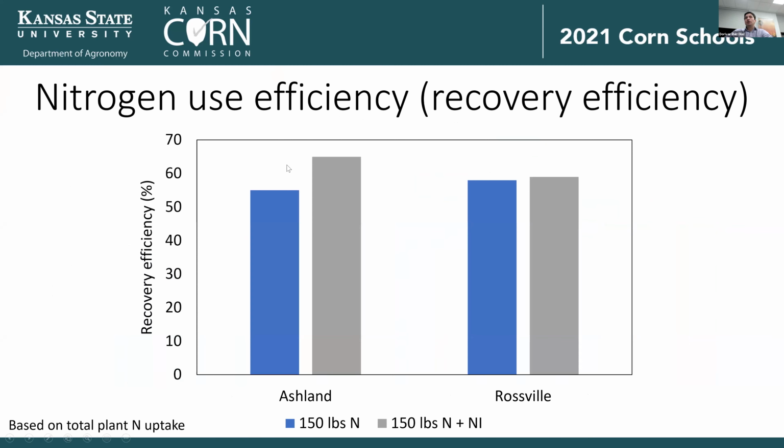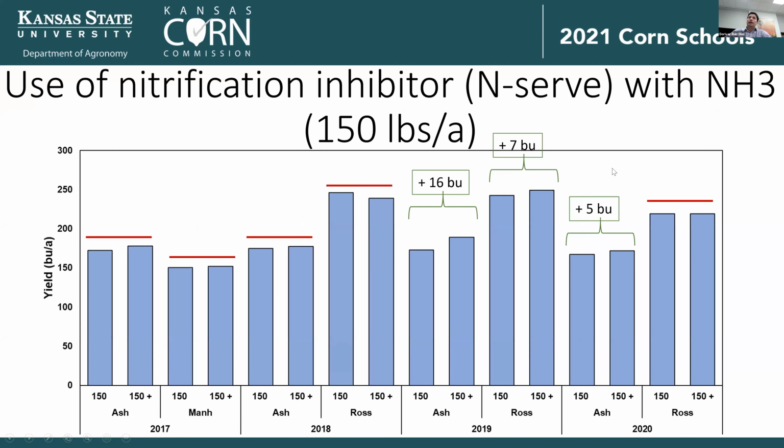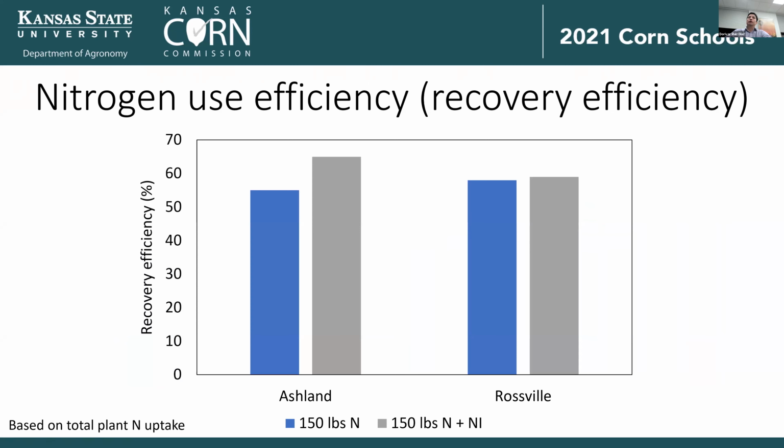Another way to look at this as well, we look at nitrogen use efficiency, and we talk a lot about nitrogen use efficiency. And obviously we want to be more efficient, both from the agronomic and environmental side. This is data from last year, 2020. In Ashland, we saw an increase in nitrogen use efficiency with the use of inhibitors. In Rossville, we didn't see a yield increase, and obviously that didn't translate into an increase in nitrogen use efficiency either. And this was really measuring total nitrogen uptake in the plant. So it's really also the overall efficiency in terms of how much nitrogen the corn is taking out. And so that's one way to measure that as well, not just yields.